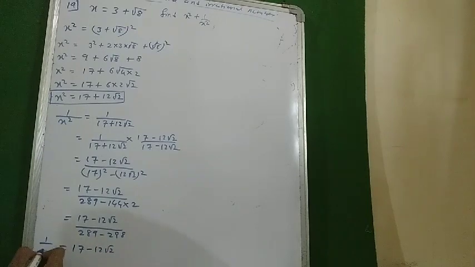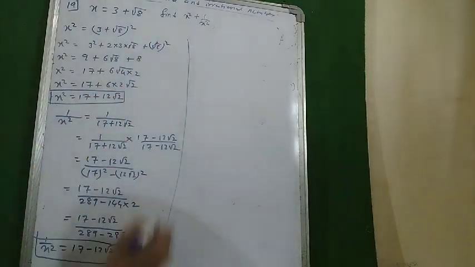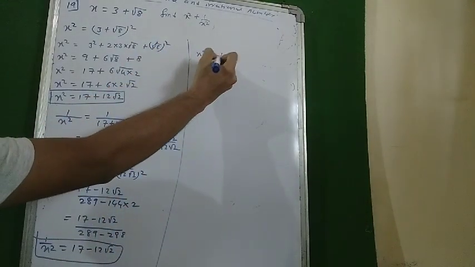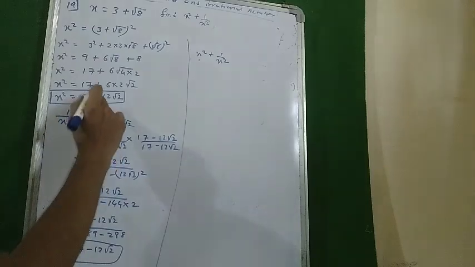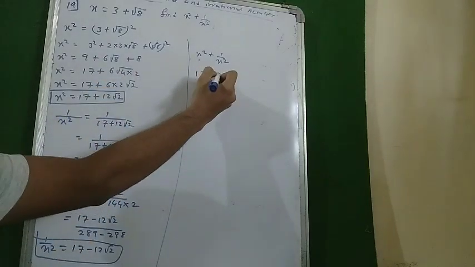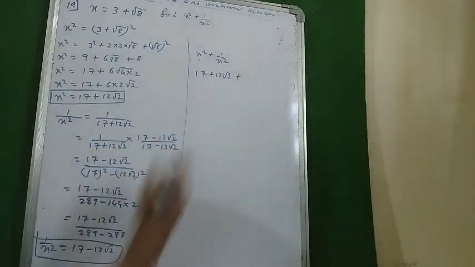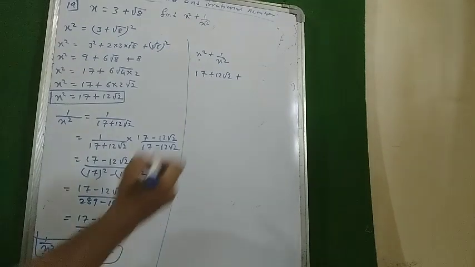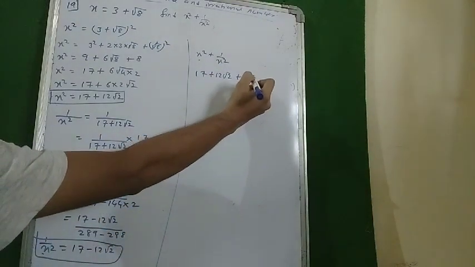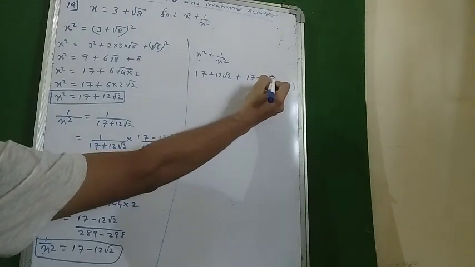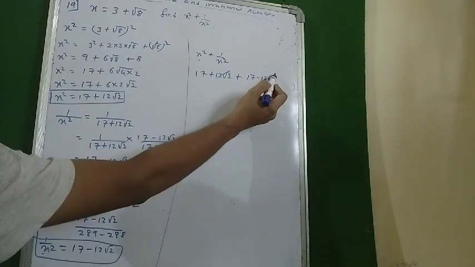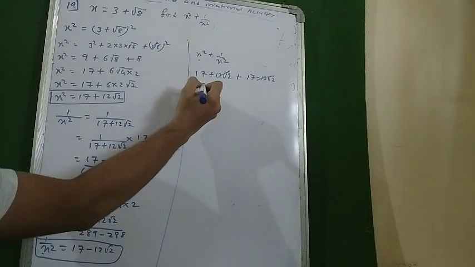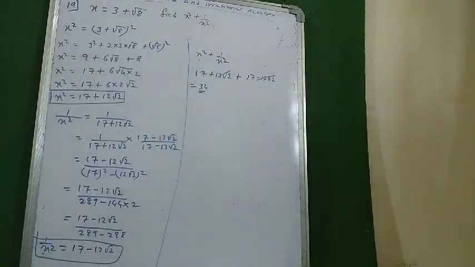This is the value of 1 upon x square. Now we'll solve what is required. We want to find out x square plus 1 upon x square. The value of x square is 17 plus 12 root 2, plus the value of 1 upon x square, which is 17 minus 12 root 2. So plus 12 root 2 minus 12 root 2 cancel. 17 plus 17, 34 is the solution.